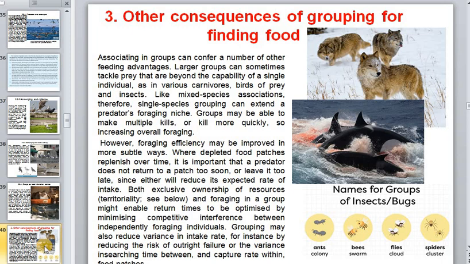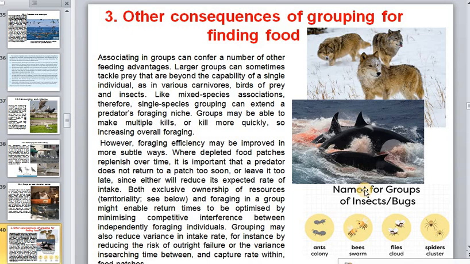And one more, in this part of our practical, are the consequences of grouping for finding food. Yes, of course, it's better to be alone, but associating in groups can confer a number of other feeding advantages. Large groups can sometimes tackle prey that are beyond the capacity of a single individual, as in various carnivores, birds of prey, insects, like mixed species association. Therefore, single species grouping can extend a predator's foraging niche, and groups may be able to make multiple kills or kill more quickly, so increasing overall foraging. However, foraging efficiency may be improved in more subtle ways.